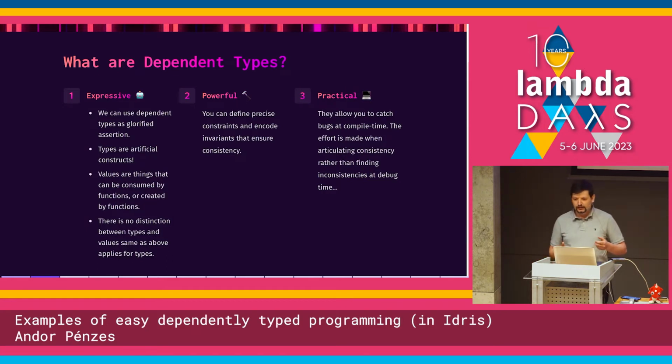And why are they powerful? Because we can define precise constraints to encode invariants to ensure consistency of our solution. Consistency is way more important than being correct. Meanwhile, when we do dependent type proving in constructive mathematics settings, we are concerned about being correct. But here we can create consistent software, which kind of makes no sense, but consistency is very important when we change that software. We want to keep that consistency.